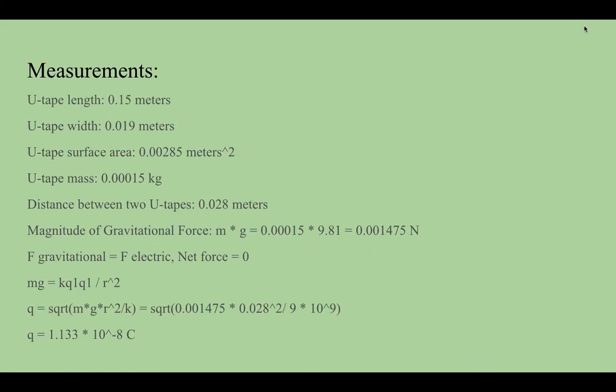Here are some measurements that were used for calculations, and as we can see, we calculated that the charge of the U-tape was equal to 1.133 times 10 to the negative 8 coulombs.